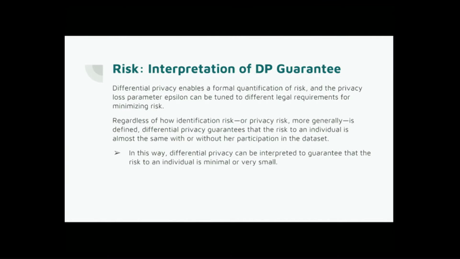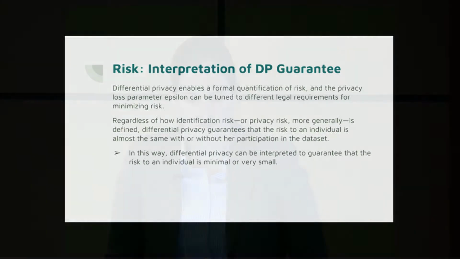And as you know, differential privacy enables a formal quantification of risk. And the privacy loss parameter can be tuned to different legal requirements for minimizing risk. And regardless of how identification risk or privacy risk more generally is defined, differential privacy guarantees that the risk to an individual is almost the same with or without her participation in the data set. In this way, differential privacy can be interpreted to guarantee that the risk to an individual is minimal or very small.